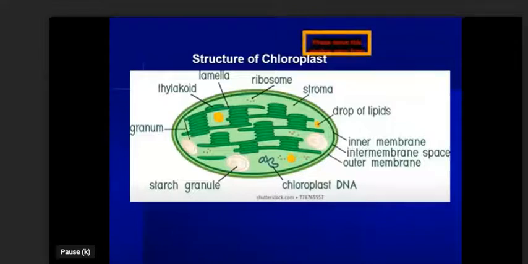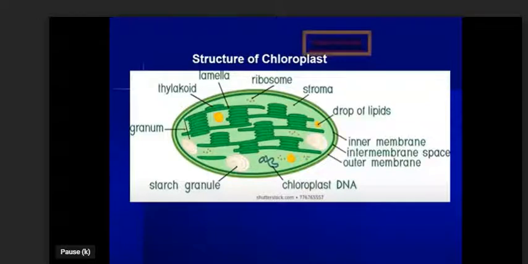In short, we discuss what the structure of the chloroplast is. All of you are aware of this structure. It is the most important structure among the cell organelles. That is the chloroplast, and chloroplasts are oval shaped, or also called disc shaped.